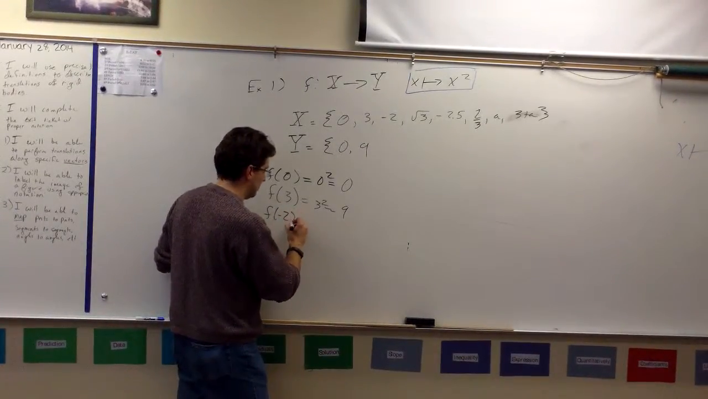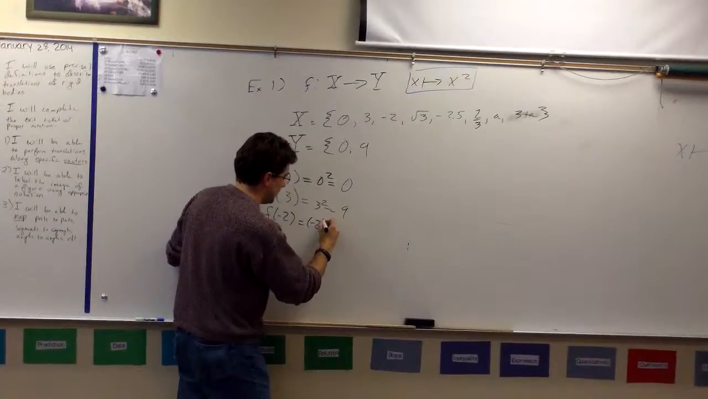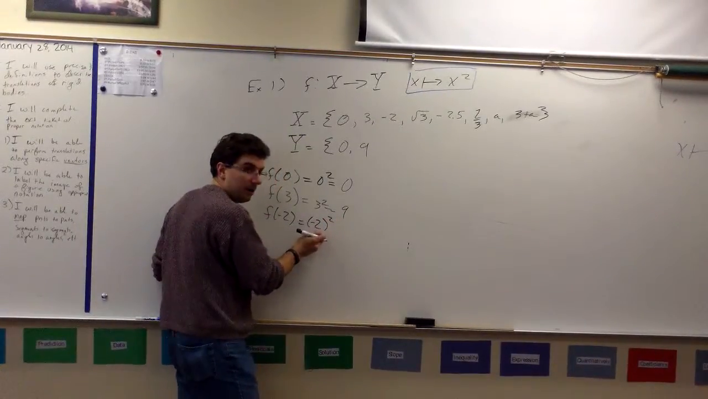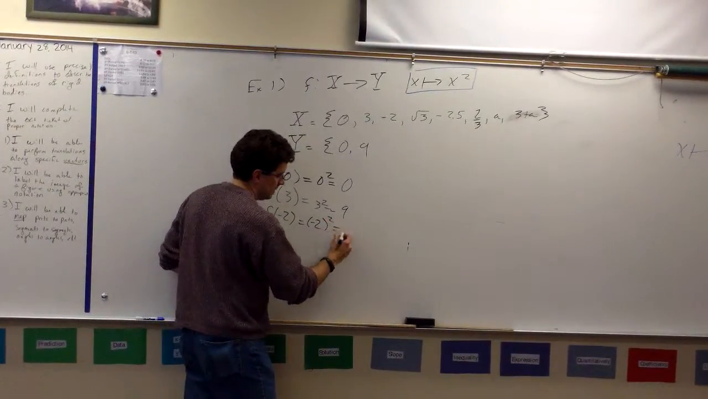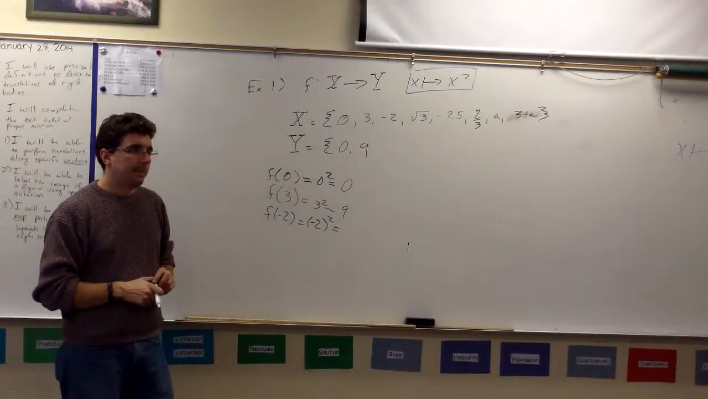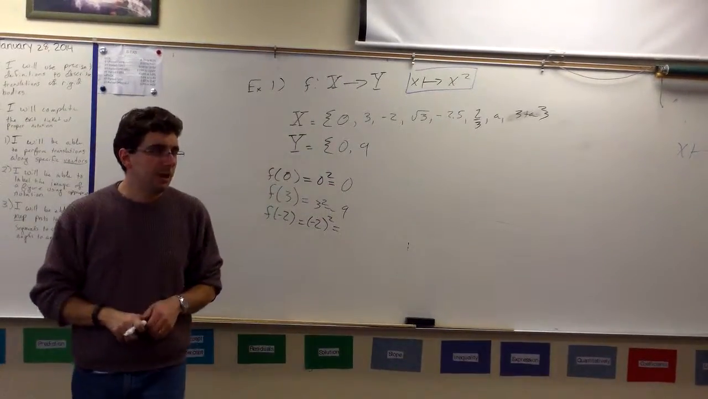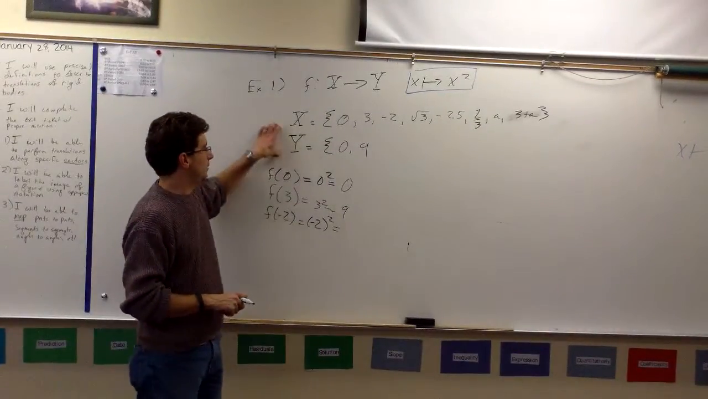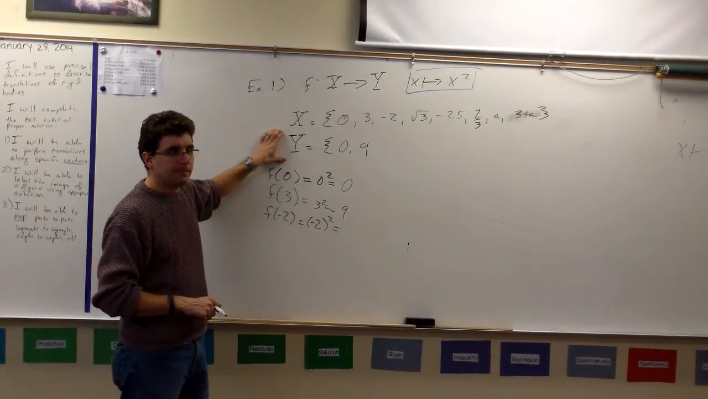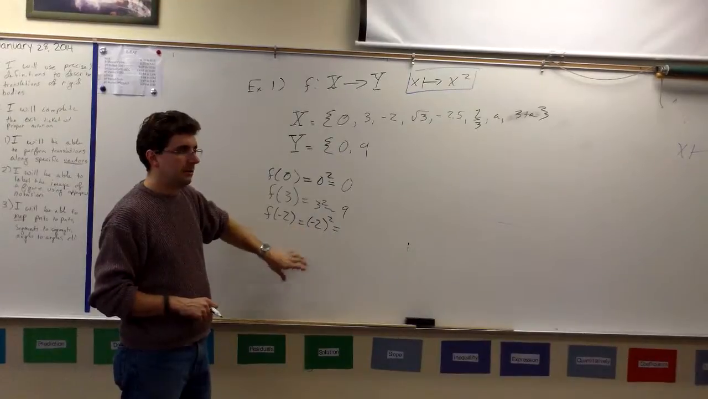F of negative 2. Negative 2 quantity squared. Martha: So do we have to write the table down? Well, we're asked to define what the range is. Effectively, we're being asked, what is this? So do we have to write down the F of 0?